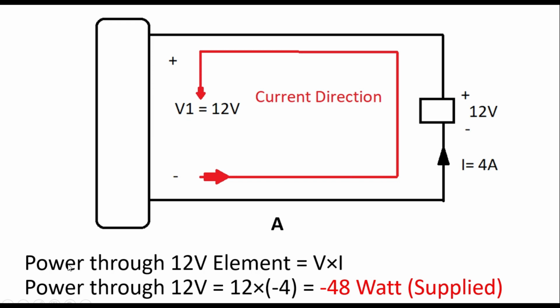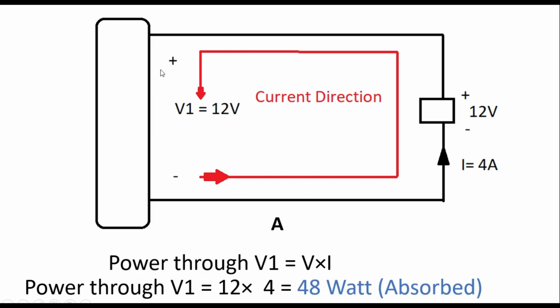So what we will do, power through 12 volt element. This one is element, and the power formula is simple as I have told you earlier, V into I. And as the current is entering from negative side, so we will take the convention according to passive convention scheme, as negative 4. So our wattage will be minus 48. And according to the scenario, if the power is less than 0 or negative, then it will be considered as supplied. So in this case, element is supplying power to the circuit.